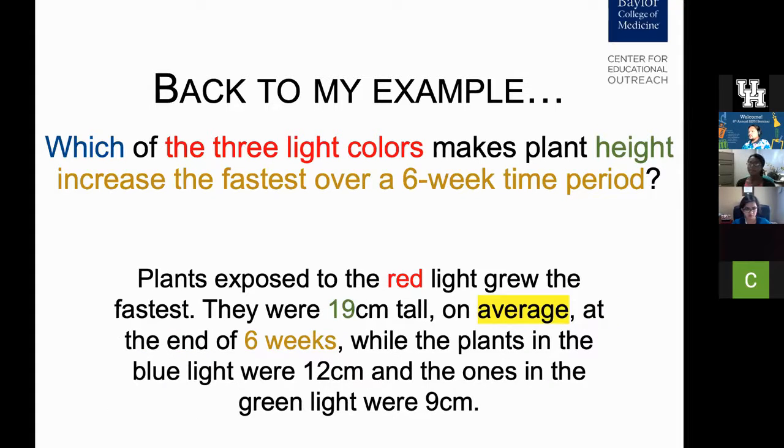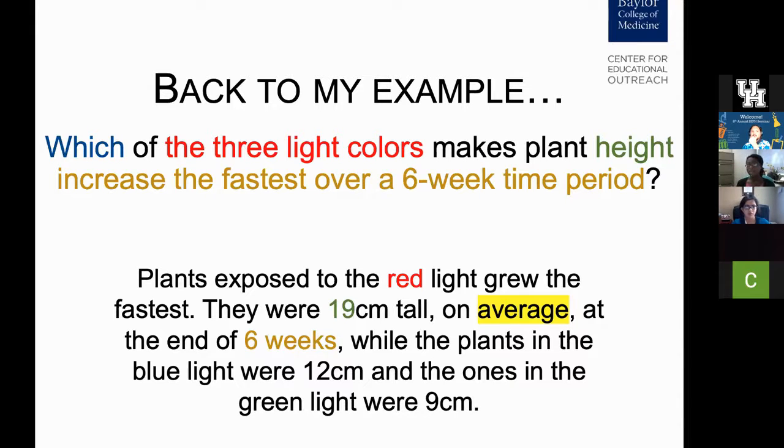Let's say that instead of measuring at multiple points in time, I just measured at the end. And so I'm going to say, the plants exposed to the red light grew the fastest. They were 19 centimeters tall on average at the end of 6 weeks, while the plants in the other groups were not as tall. The problem with this is, they seem really similar in a lot of ways. But what if the blue light plants just exploded? So they went much faster. They were 10 centimeters tall at week 2, whereas the red plants were just kind of eking along and much shorter, and they just topped out at a shorter height.